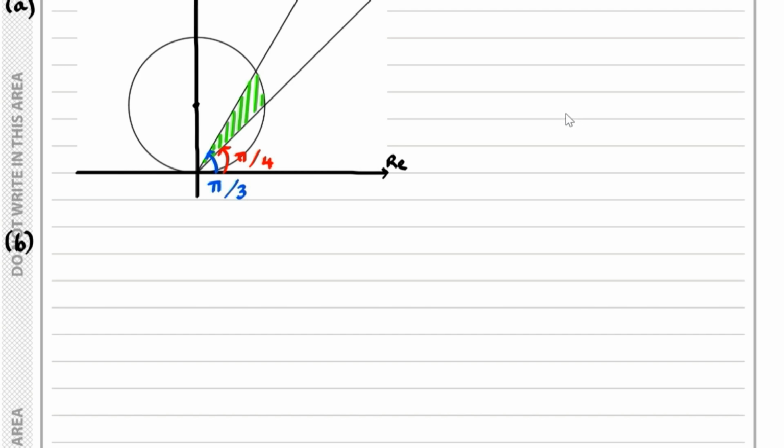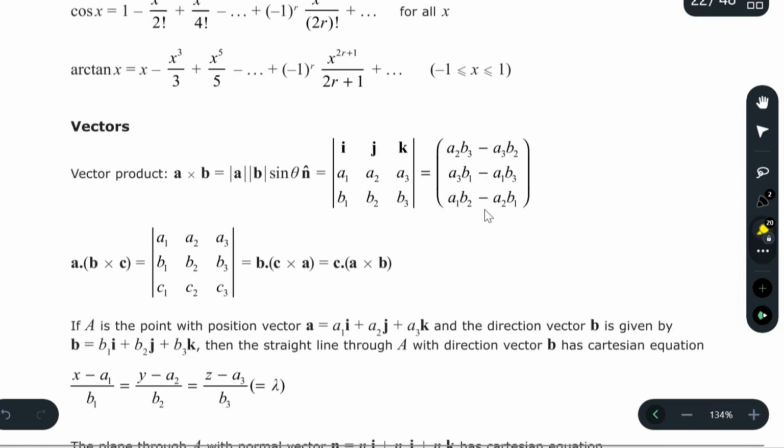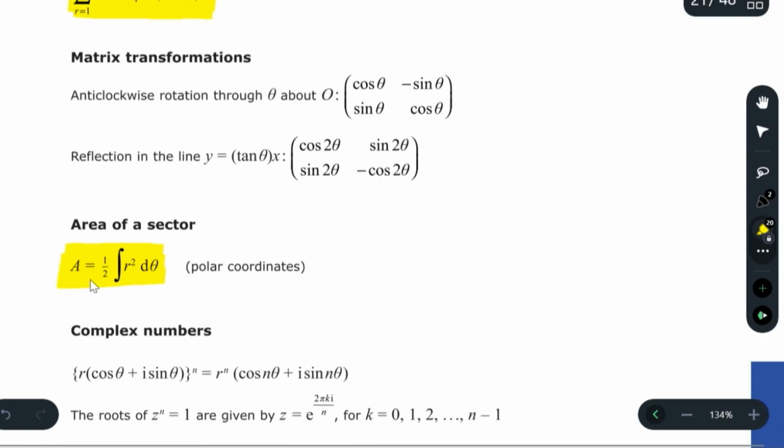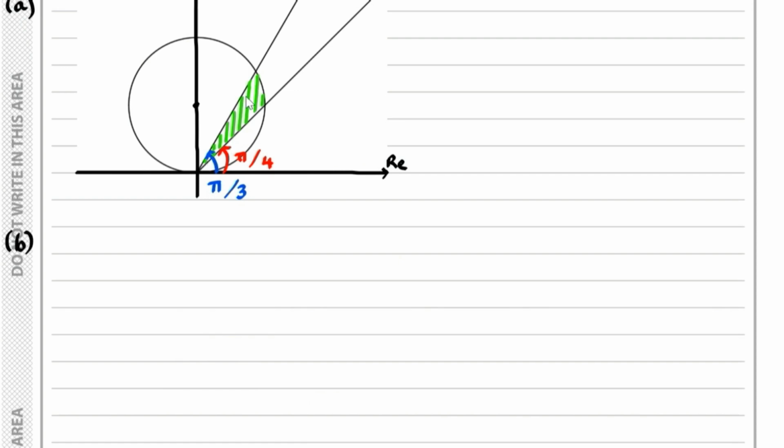Now, one way in which we can do this is to integrate using polar forms. So if we go back to the formula book, here is how we find the area of a sector. Now, we require this shaded region here. And what we can do is find the polar equation of the curve and then integrate between pi over 4 and then pi over 3.